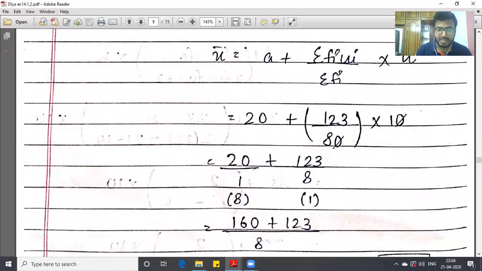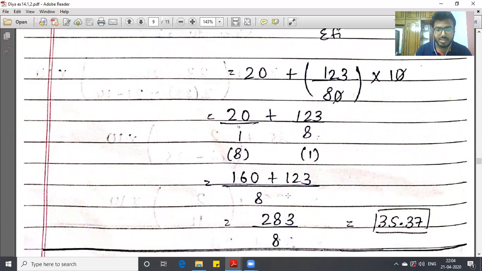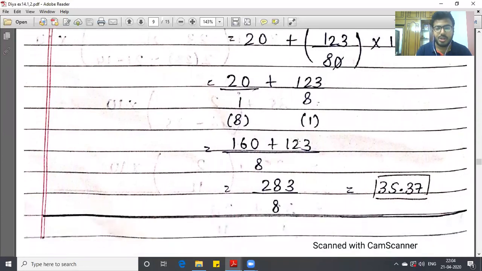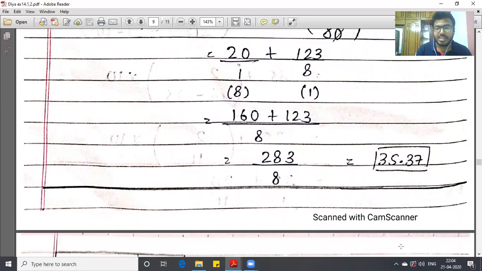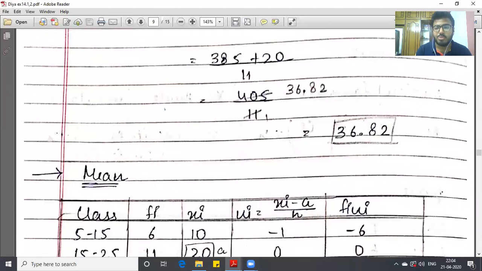The LCM is what? 8. Same way, 1 into 8, so 20 into 8 is 160. 8 into 1, so 123 into 1 is 123. Add these two: 160 plus 123 is 283. 283 upon 8 is equal to 35.37. Exactly. So you got the mean as 35.37 and the mode as 36.82.